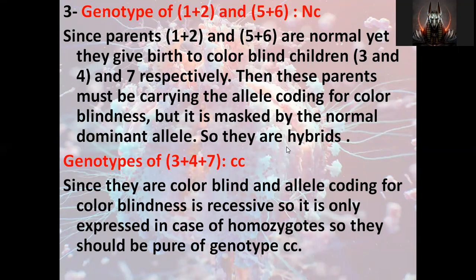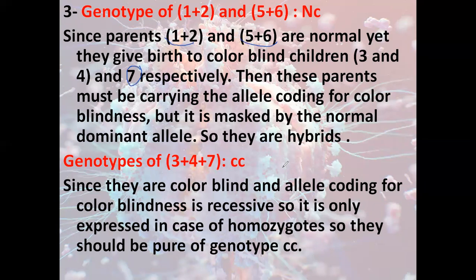Parents 1 and 2 and 5 and 6 are normal, but they gave birth to individuals 3 and 4, and 3 and 4 belong to 1 and 2, 5 and 6 to 7, respectively. So these parents must be carrying the allele of the disease, but it's masked by the normal dominant allele, so they should be hybrid, meaning heterozygotes. Individuals 3, 4 and 7 were all affected. They are color blind, and the allele coding for color blindness is recessive, so it's only expressed in the case of homozygous.